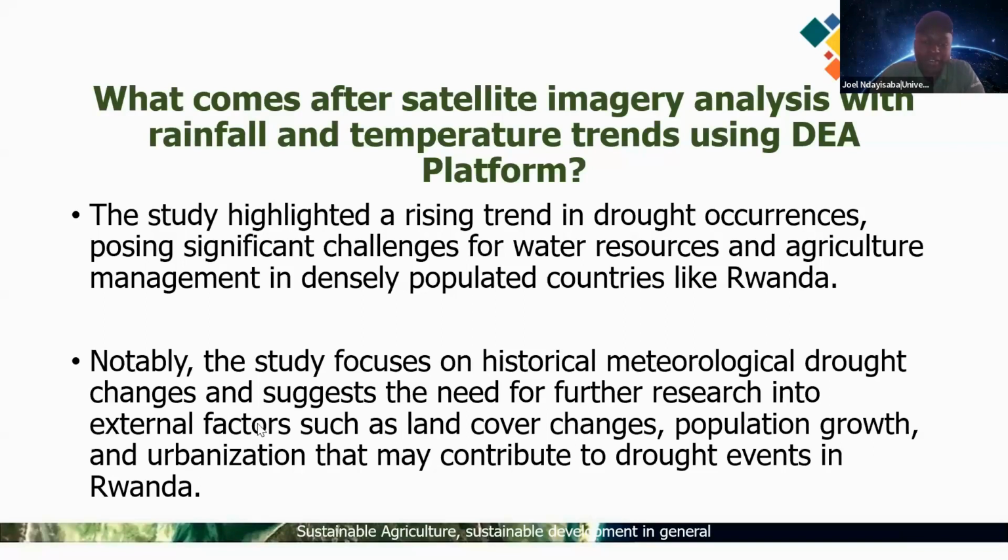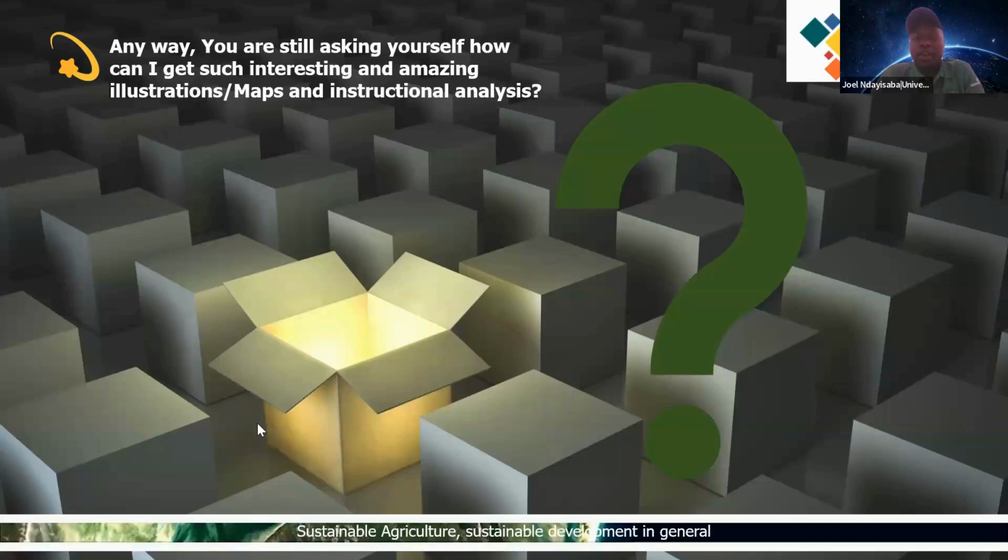The study focuses on historical meteorological drought change and suggests the need for further research into external factors such as land cover change, population growth, and urbanization that may contribute to drought events in Rwanda. So at this point, anyone may still be asking, how can I get such interesting and amazing illustrations or maps and analysis as we observed before?